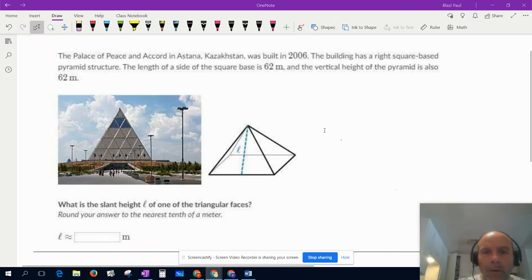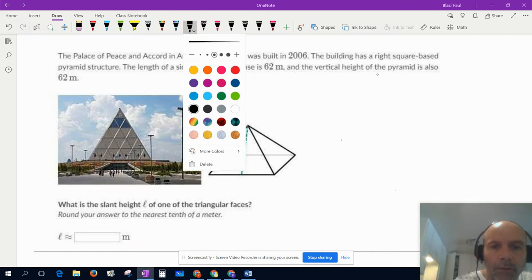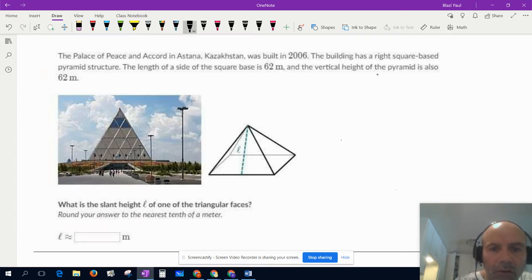Cool. All right. First off, let's go ahead and read this. The Palace of Peace and Accord in Astana, Kazakhstan was built in 2006. The building has a right square-based pyramid structure. The length of a side of the square base is 62 meters, and the vertical height of the pyramid is also 62 meters. So we know that the length of all the bases is 62 meters. Everything's 62 meters all the way around the base, all right?